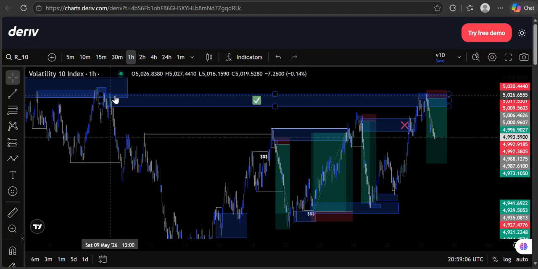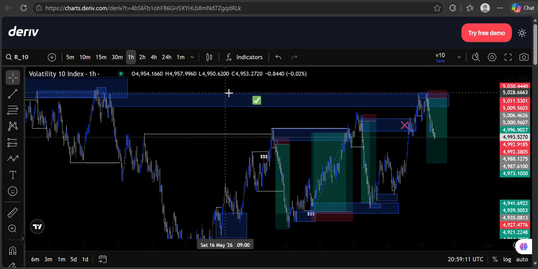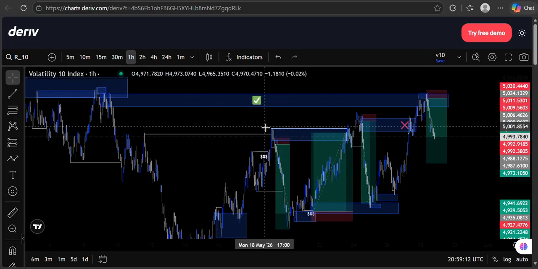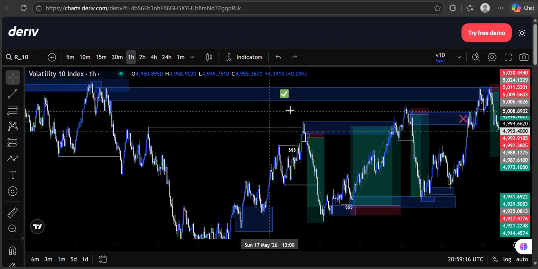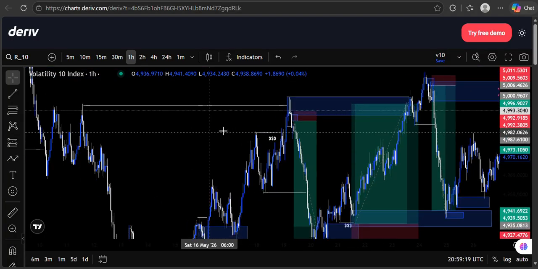Remember, we still have our main zone here that caused this downward movement. So this zone is still there. But when price got here, it took out this previous high. There was a liquidity sweep. We saw that it was not a break of structure.